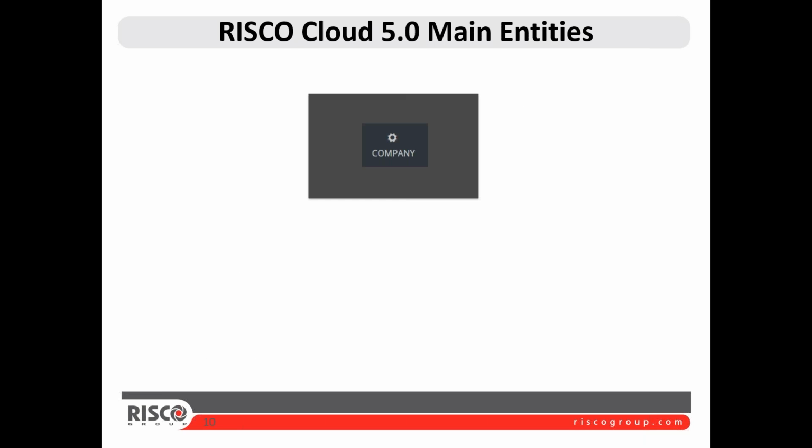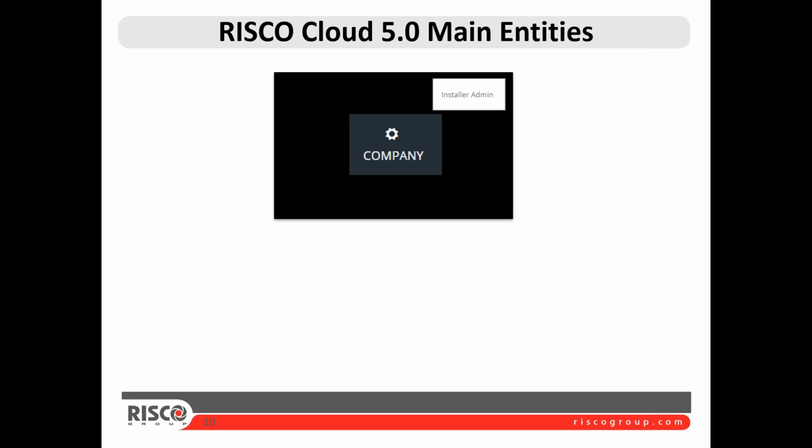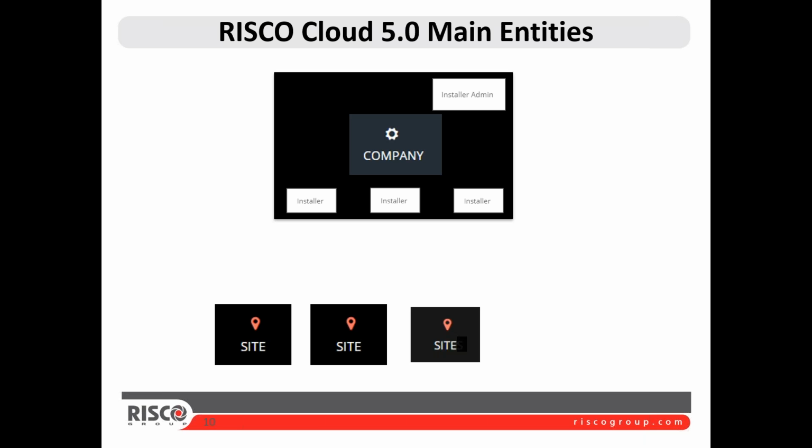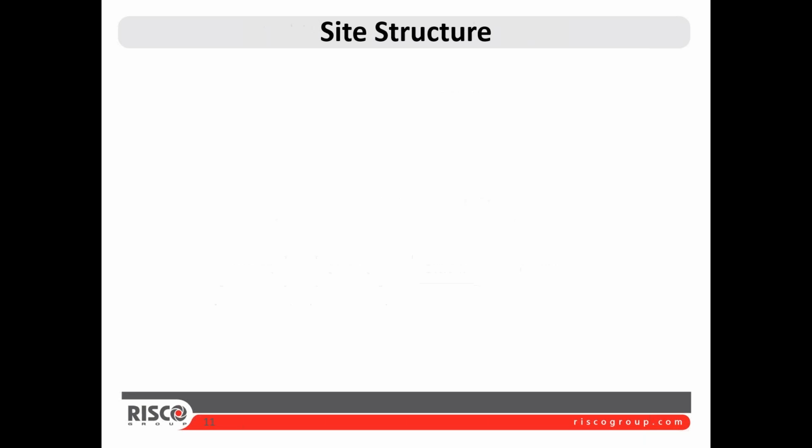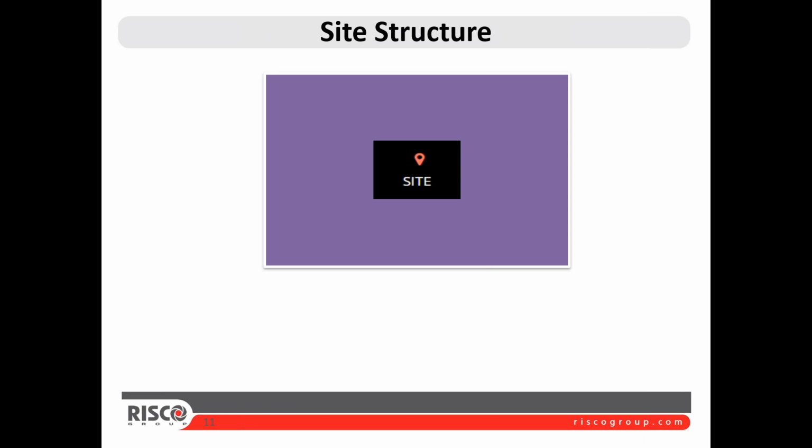Okay. So let's have a look at an overview of the main entities from a symbolic point of view. As a company, you have the owner of the company or installer admin with a number of installers underneath. And we have the sites that have been assigned or created by that company, and each has its own owner. The reason why we're covering this in this way is to bring some understanding as to how these changes reflect in the cloud and why we've made these changes.